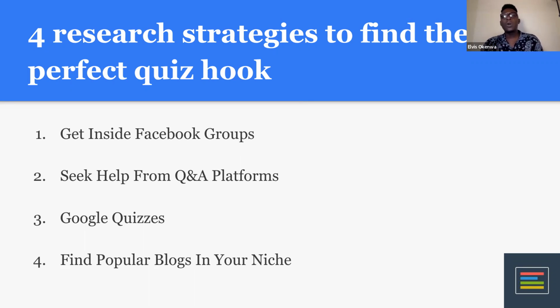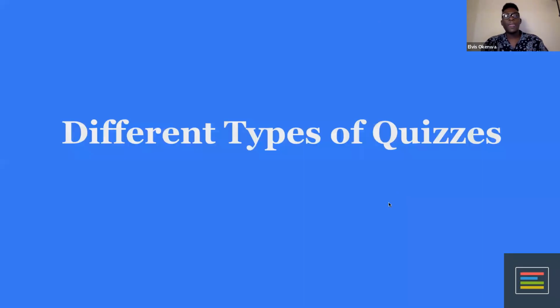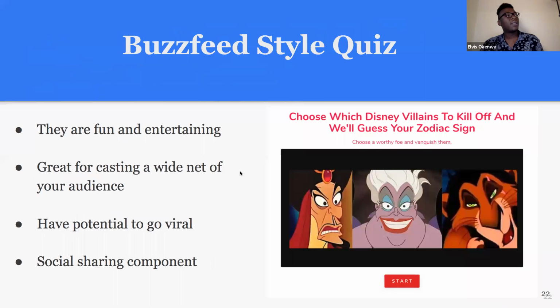Okay, next, let's look at the different types of quizzes that we have. Now we have the BuzzFeed style quiz. These quizzes are fun, they're entertaining, they cast a wide net over your audience, they have the potential to go viral, and they have that sharing component. If you go online, you'll see a lot of BuzzFeed style quizzes. Which of these Marvel superheroes are you? Which of these Disney characters are you? All those are BuzzFeed style quizzes. They're fun, entertaining, and interesting to take. They have the potential to go viral. Now this example I have in here, which Disney villain to kill off and we'll guess your zodiac sign, is fun and entertaining. You want to jump in and take this quiz. So those are BuzzFeed style quizzes.